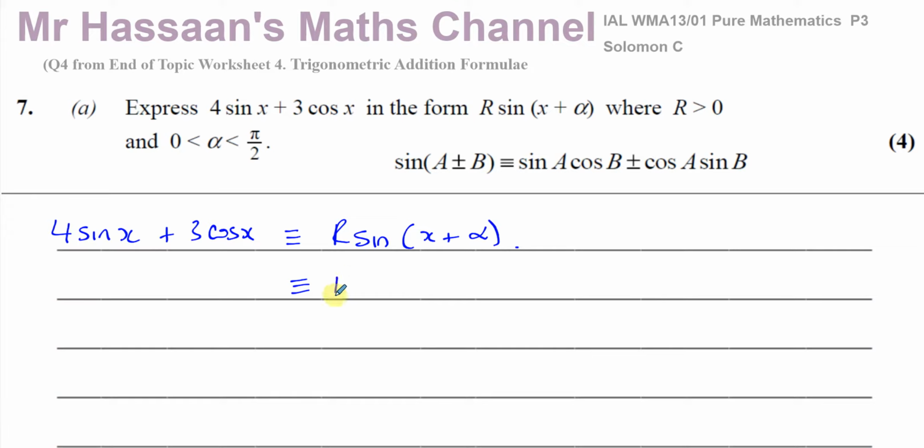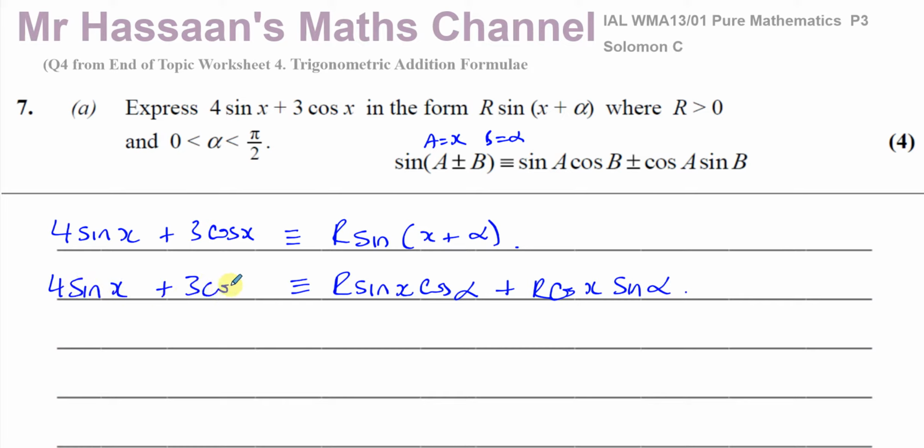So you have r times sine x. If you expand it, you see sine, the A is like your x and the B is like your alpha, if we apply it to this. So r times sine x times cosine alpha. Now there's a plus between them, so there must be a plus between them there. And you've got r times cosine A, which in our case is x, times the sine of B, which in our formula is alpha. So now I've got this identity.